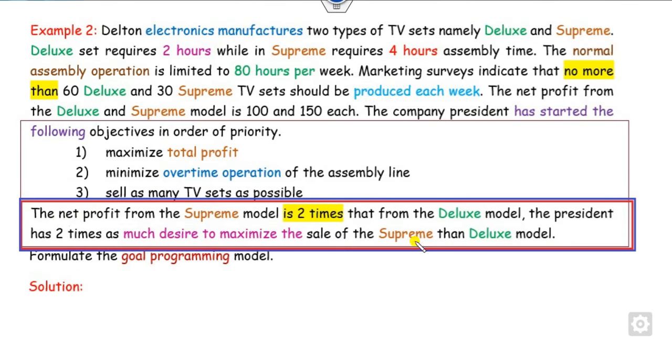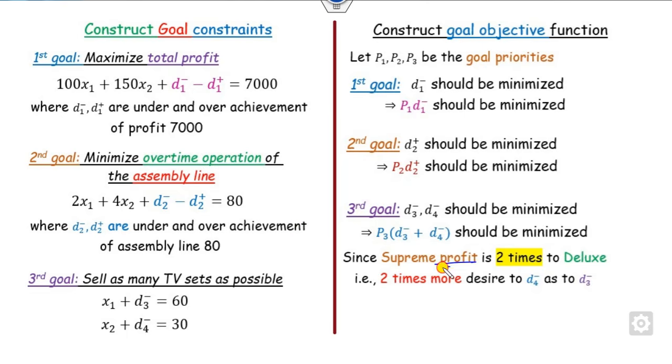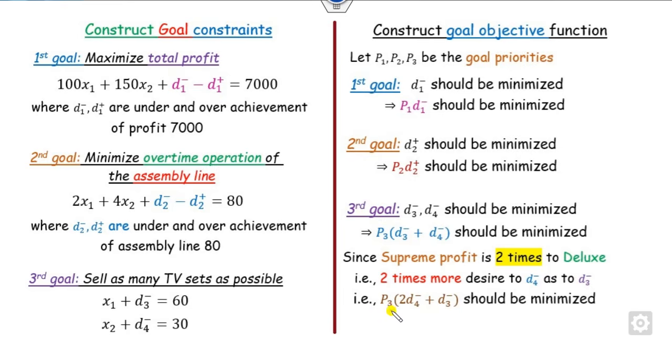But if you read this statement again, you can see the net profit from the Supreme is 2 times than of the Deluxe. Then the president has a 2 times much sale as of the Supreme. It means the Supreme profit is 2 times of the Deluxe. That is 2 times of this as compared to here. That is you can write this problem as of here. That is a 2 times of this here. So instead of this you have to consider these are considered as my weights. That is 2:1.